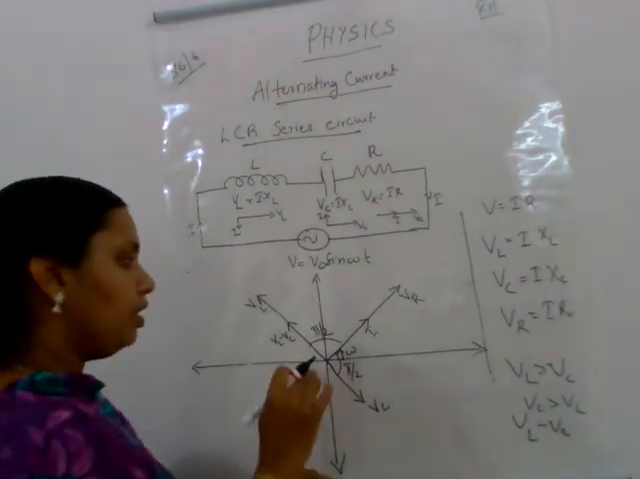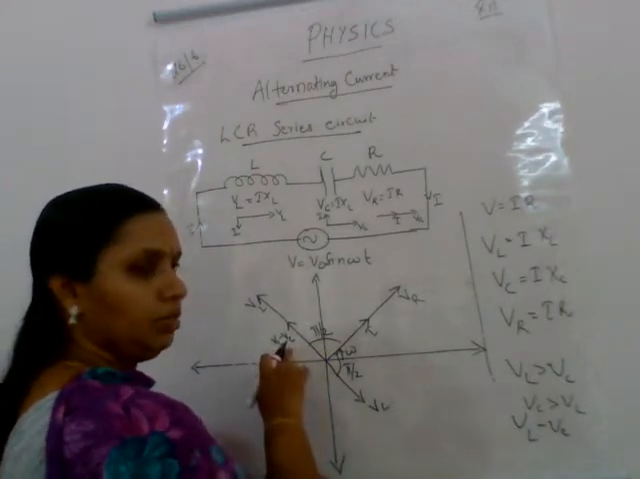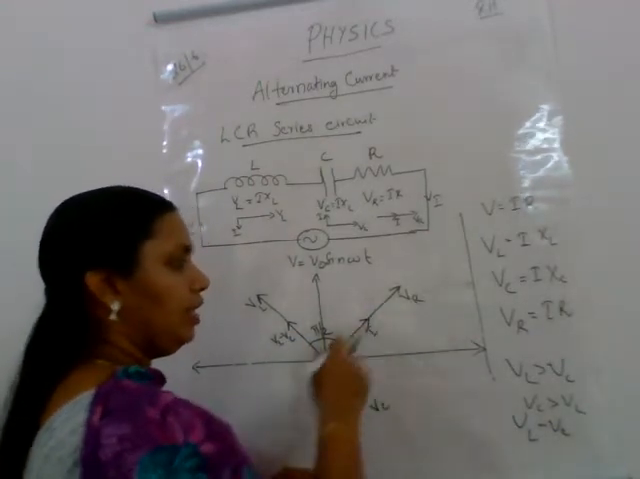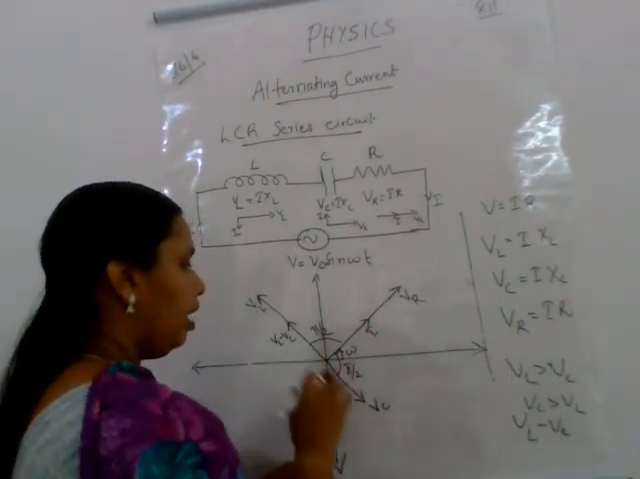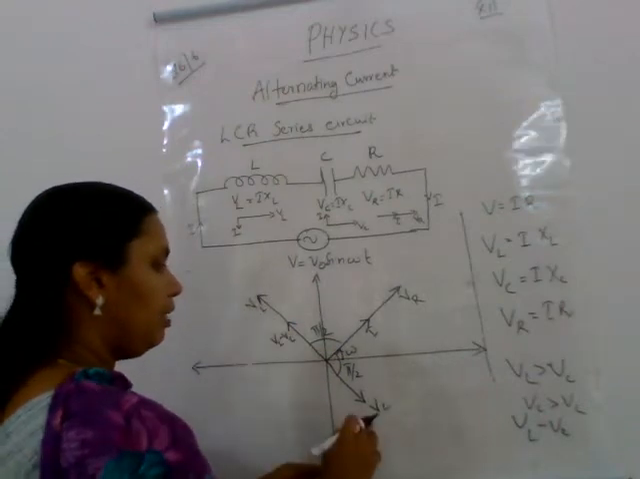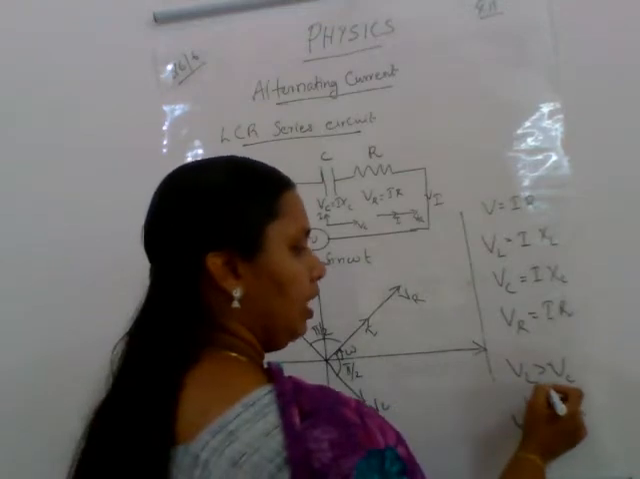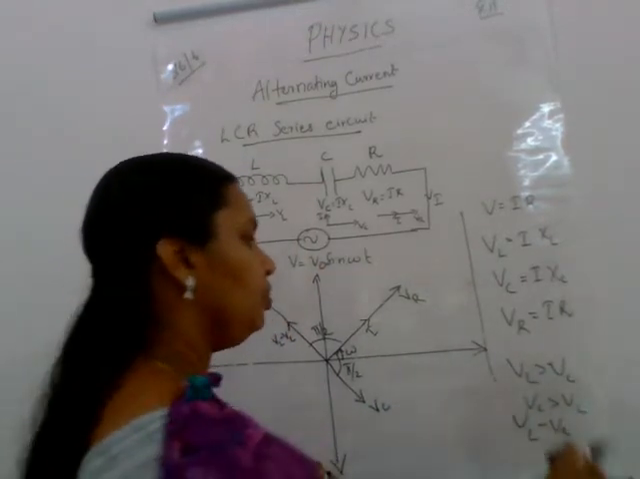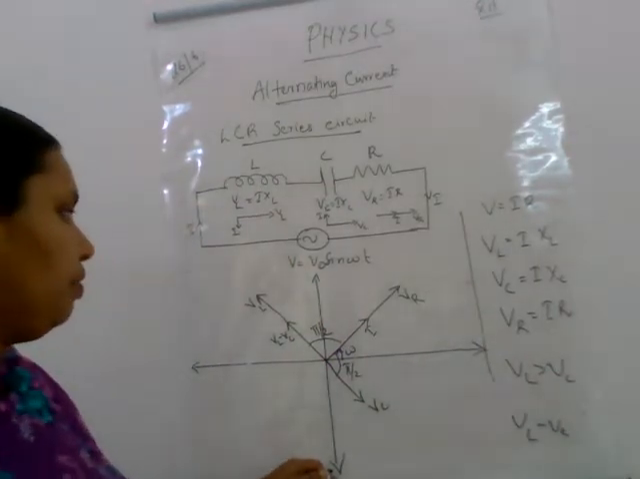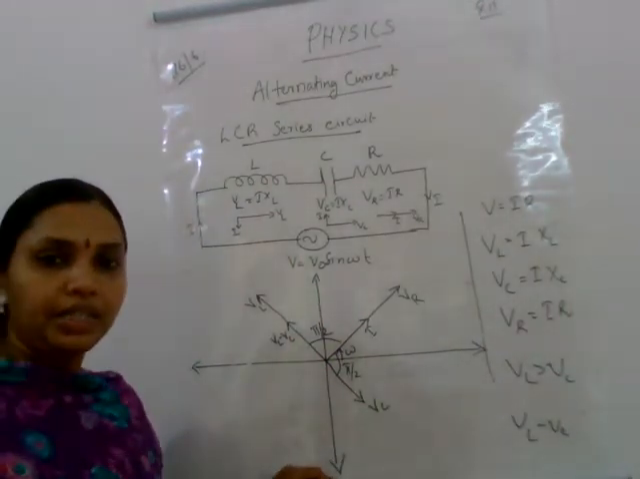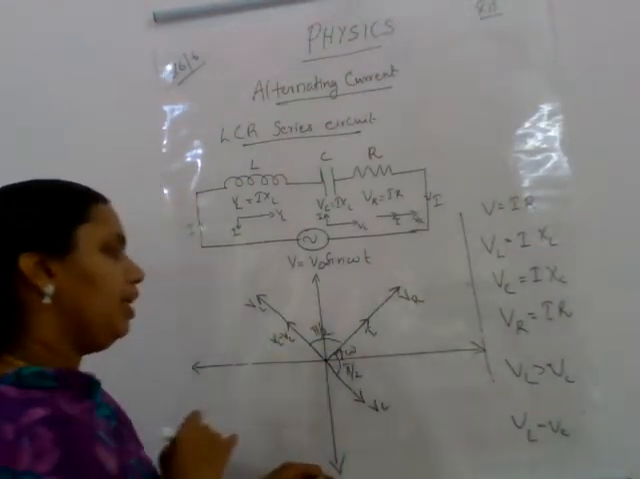Okay. So now the vectors have reduced to 2. That is, one vector is VL minus VC and the other vector is VR. Before, we had 3 vectors, then we found out the resultant of VL and VC, which are in opposite directions, and we followed the condition VL is greater than VC. So we got the resultant as VL minus VC in the direction of VL. Now which are the 2 vectors remaining? We have VL minus VC and VR.